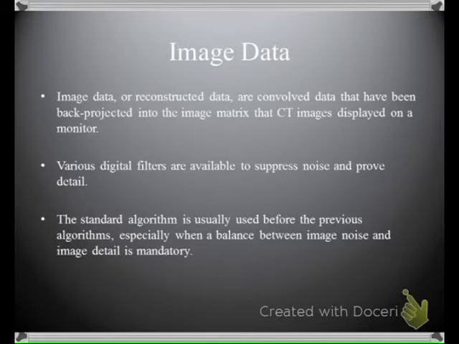That brings us to image data. Image data, or reconstructed data, is convoluted data that has been back projected into the image matrix that CT images are displayed on a monitor. Various digital filters are available to suppress noise and improve detail. The standard algorithm is usually used before the previous algorithms, especially when a balance between image noise and image detail is mandatory. And so basically, to the image data, we can apply algorithms as well.